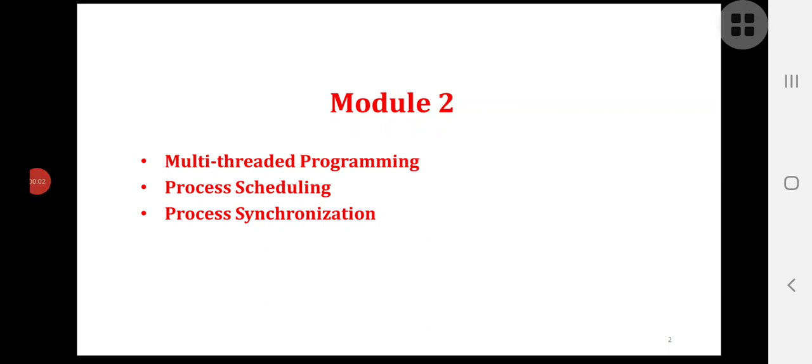Hello friends, in module 1 we have already studied introduction to operating system, system structures, operating system services and process management. Now let us start module 2. In this module there are 3 chapters. First chapter is multi-threaded programming, second chapter is process scheduling, third chapter is process synchronization.